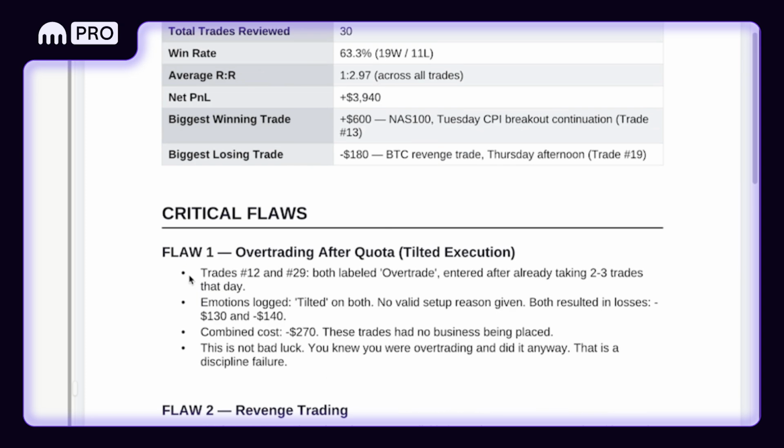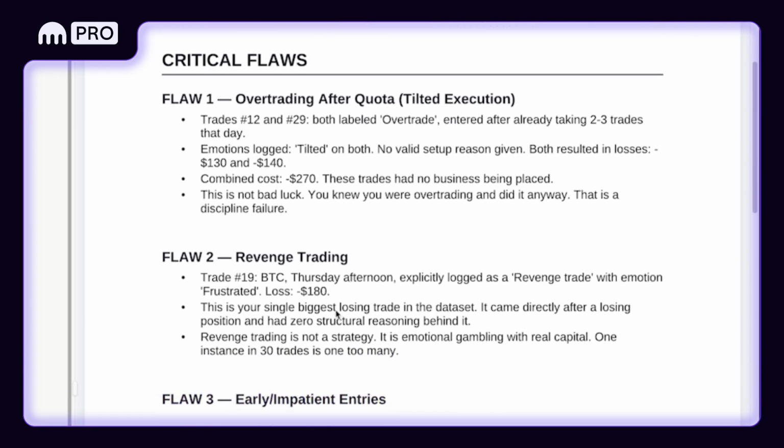So let's have a look at it. My number one flaw here was overtrading after quota. So trades 12 and 29, both labeled overtrade, entered after already taking 2 to 3 trades that given day. Emotions logged: tilted on both. No valid setup reason given, both resulted in losses. Flaw number 2, revenge trading, trade 19, Bitcoin Thursday afternoon.